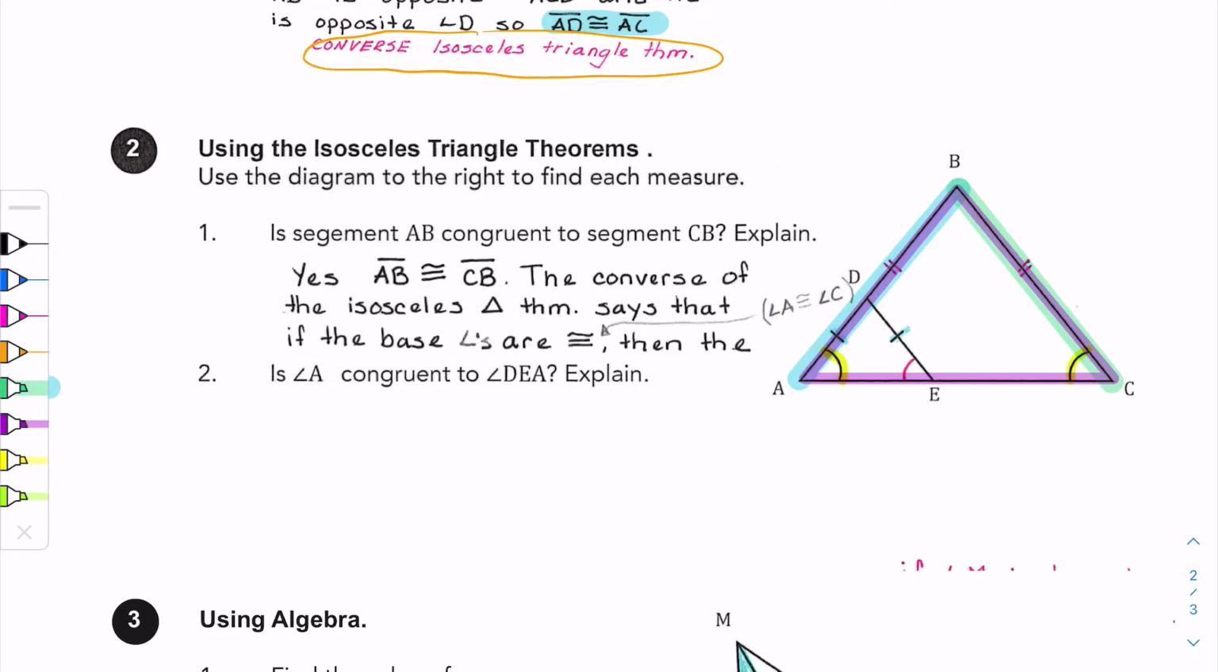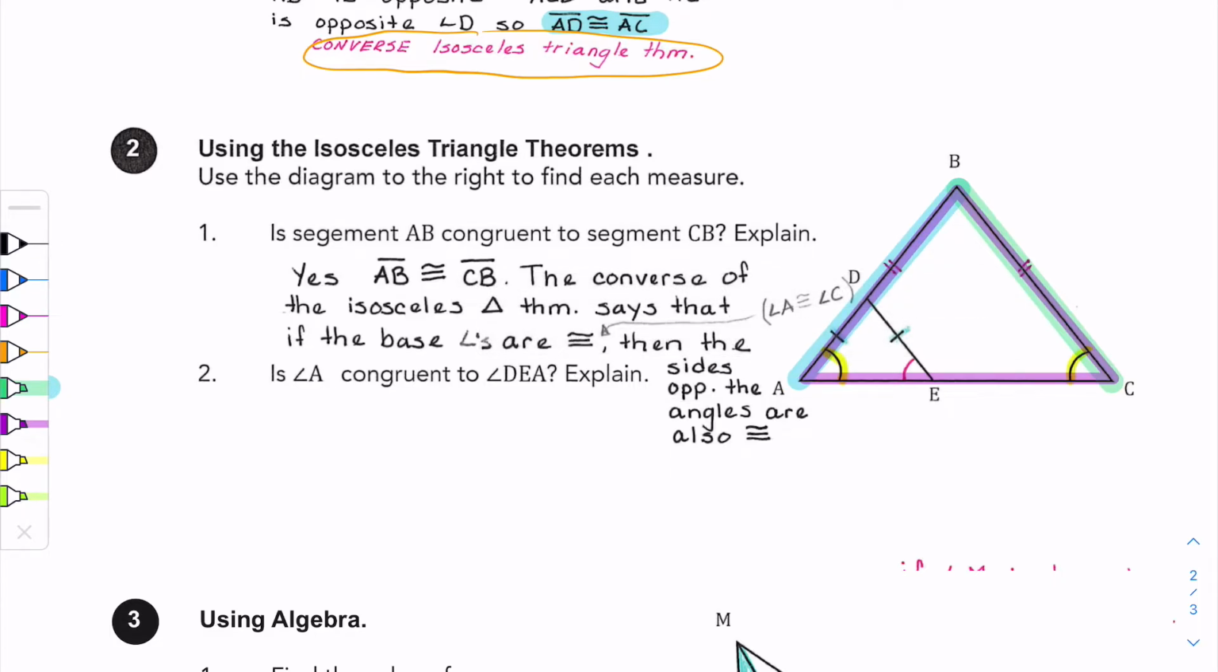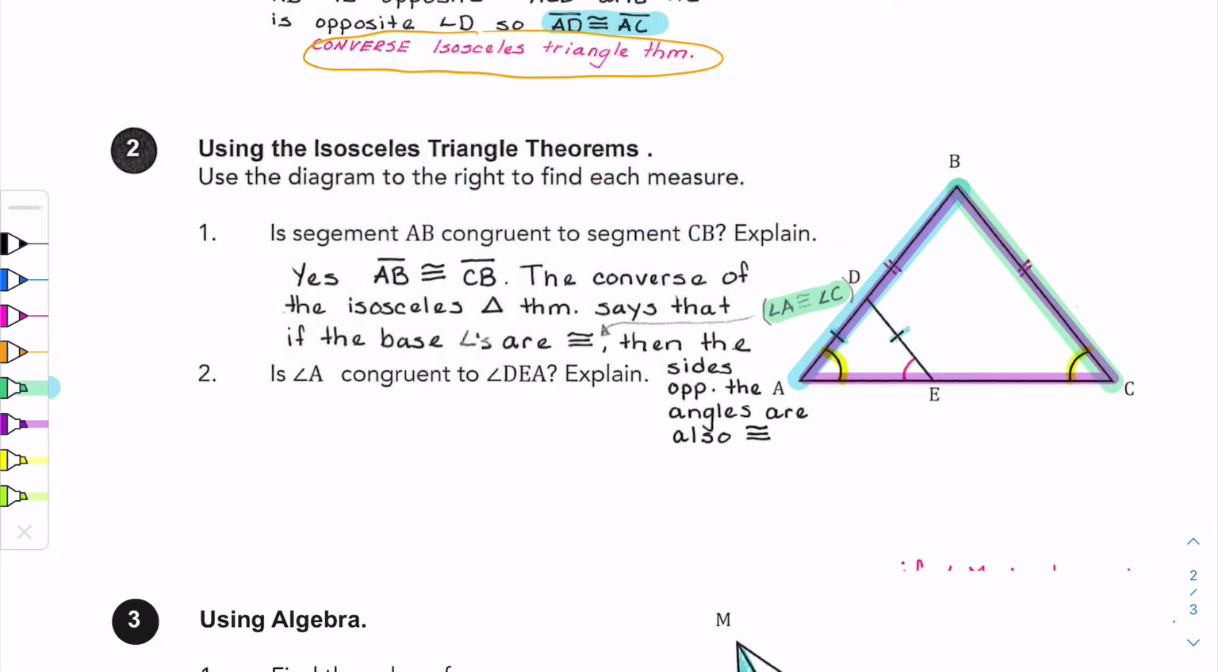So what I said was, yes, segment AB is congruent to segment CB. The converse of the isosceles triangle theorem says that if the base angles are congruent, base angles A and C, then the sides opposite the angles are also congruent. So the main takeaway from this right here is that segment AB and segment CB are congruent.